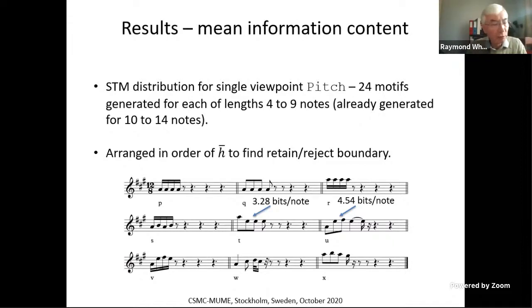We generated a further 24 motifs for each of lengths 4 to 9 notes. Then we arranged the motifs in each set in order of mean information content, based on short-term distributions for viewpoint pitch only. In each case, we selected 2 adjacent motifs as being on either side of acceptability from the point of view of repetition. For the 4-note set, the boundary was placed between motifs T and U, which had mean information contents of 3.28 bits per note and 4.54 bits per note, respectively.